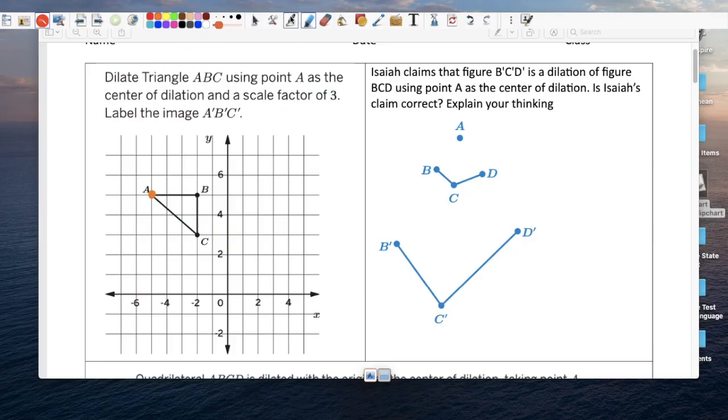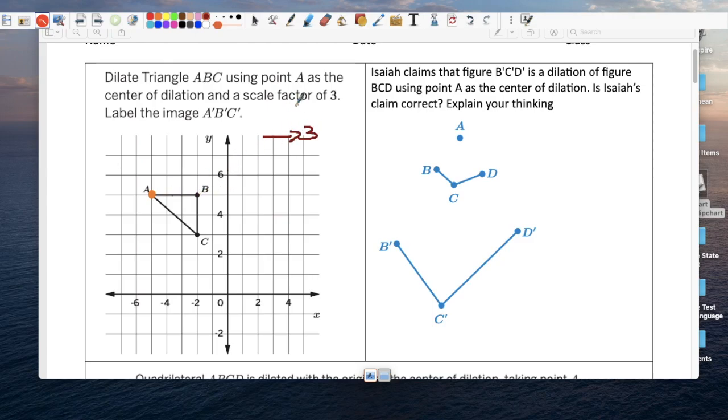So everything starts from the center dilation. So it says here, dilate triangle ABC. So let's start with point B. If you told me from A, our center, so where everybody's standing on A, to walk to B, I would walk 3 units. 1, 2, 3, and then we get there.